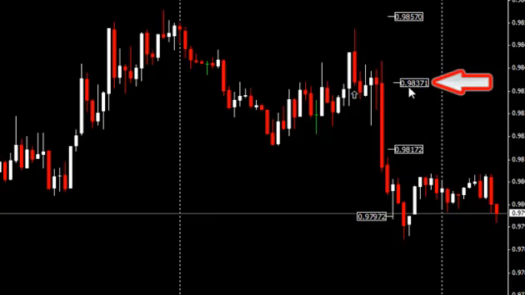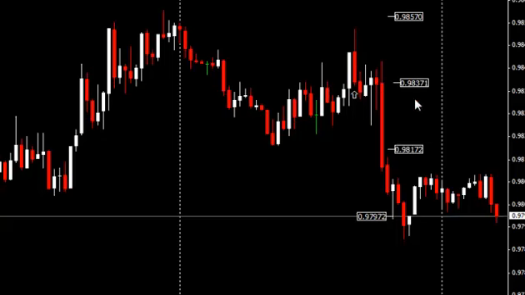That's our signal candle. I just had to move this arrow indicating the exact price over here to the right because these candles were in the way. I wanted you to see what the exact price was. So we're selling this pair.